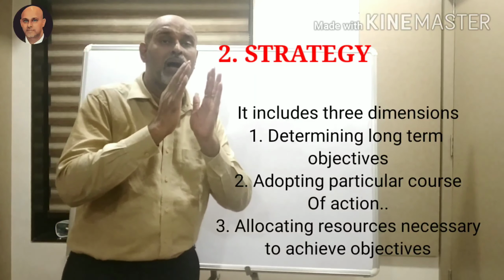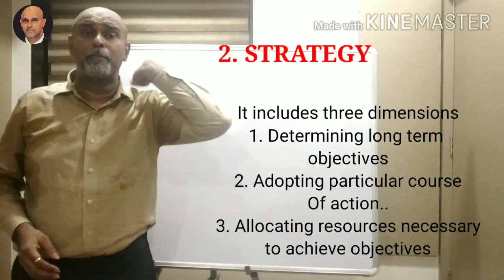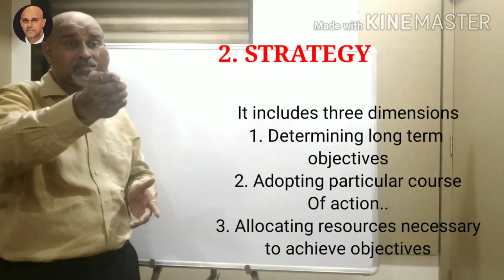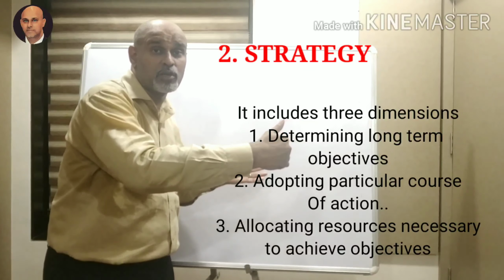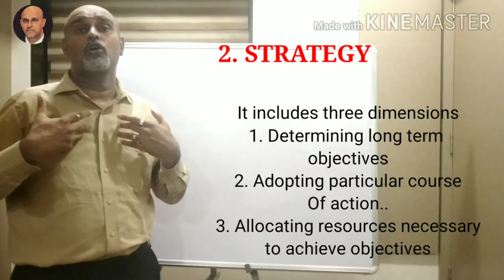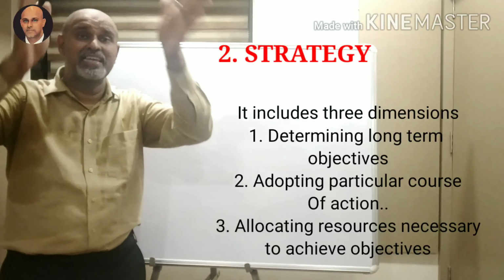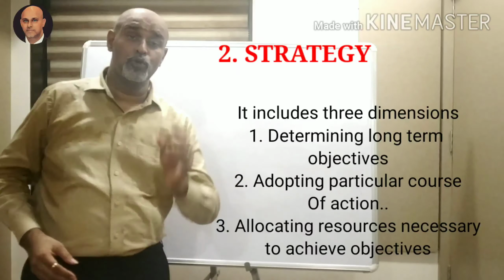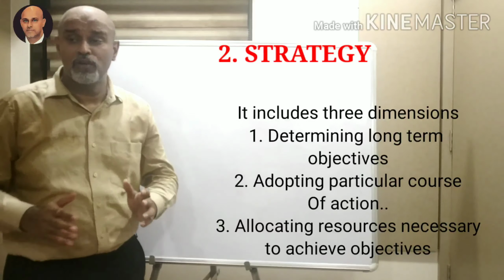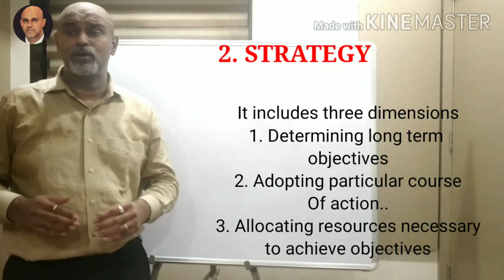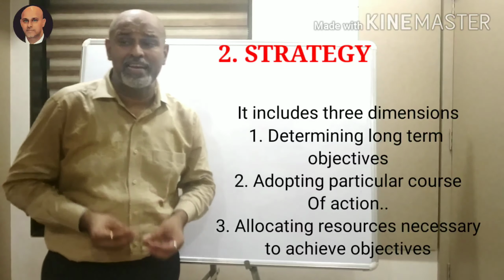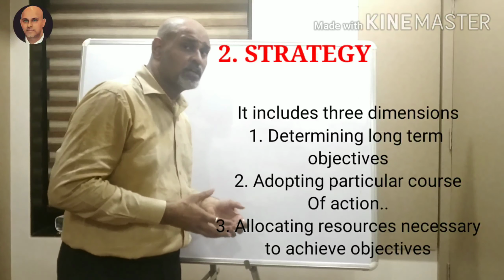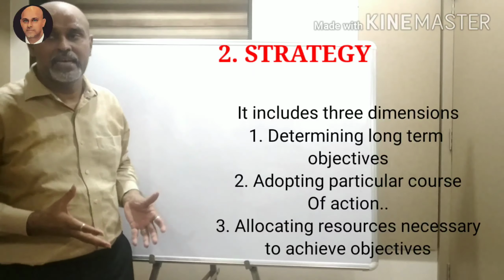Also, when you have a strategy, you are adopting a particular course of action, which way to go. When the enemy is coming in one side, we have to change our direction. Okay, if we are not competent enough to tackle them, we'll think another day, we'll come back and attack them. So these all are mind games also. So you have to adopt a particular course of action. When you adopt a particular course of action, you have to allocate resources which are necessary to achieve these objectives. Okay, so this is what we are dealing in.